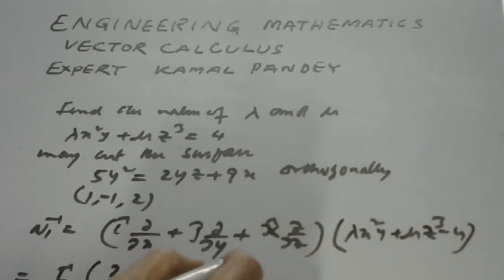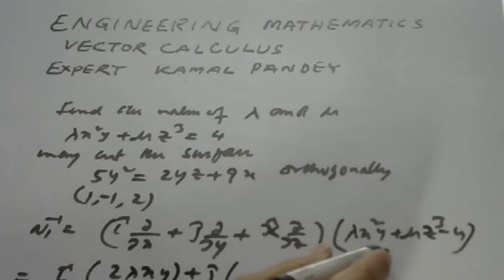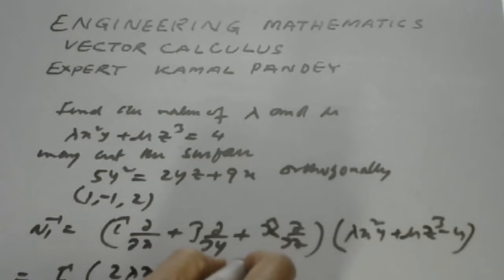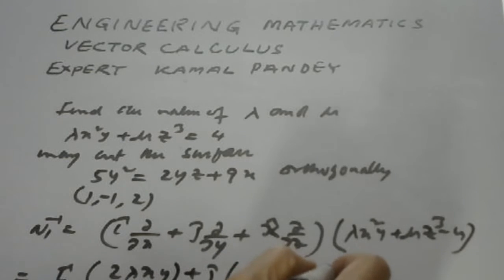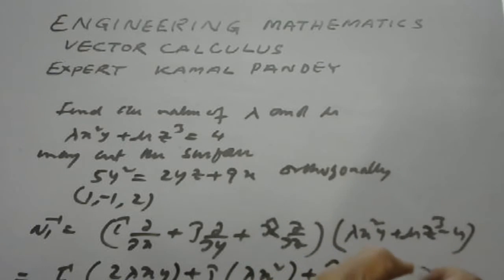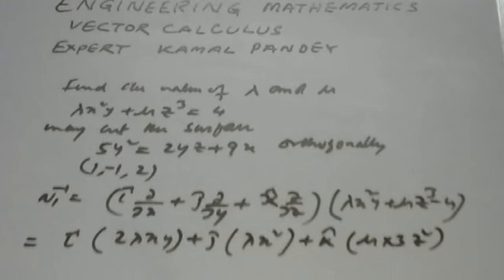Differentiating, i cap, this value becomes 2 lambda x y, j cap, differentiate with respect to y, lambda x square, k cap, this term 0, mu into 3 z square.